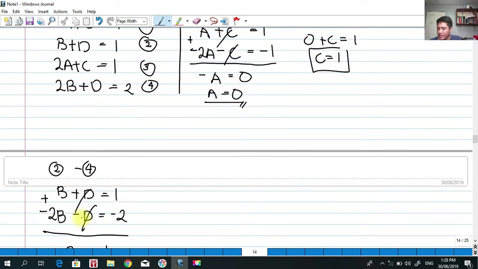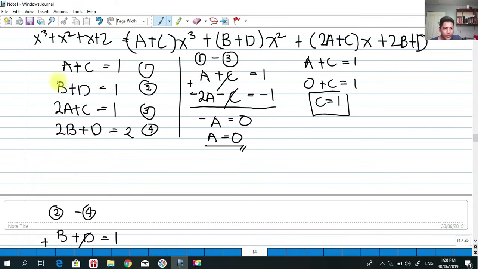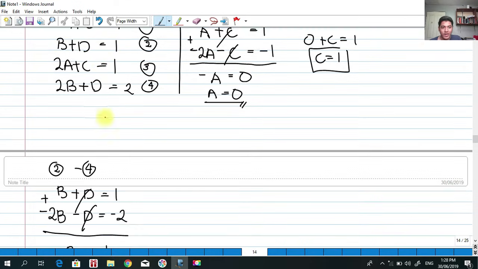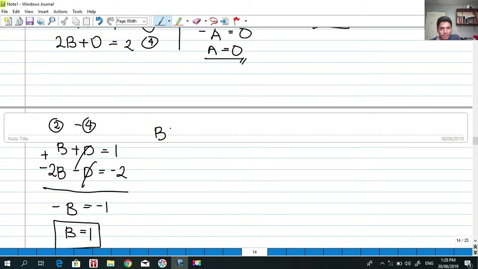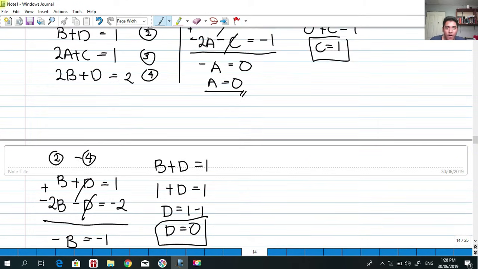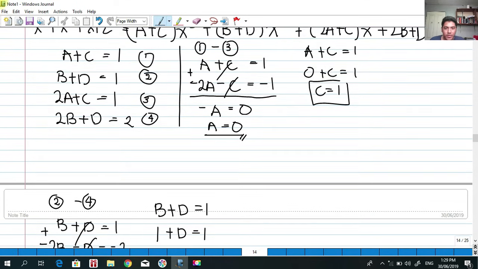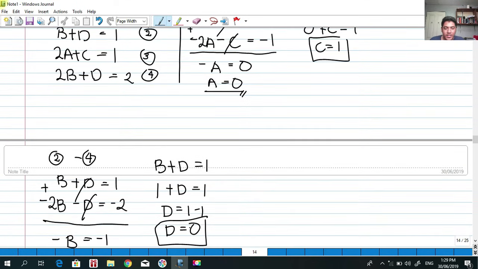If we get the value of b, we can substitute it in the second equation, which is b plus d is equal to 1. So we know that b is 1, plus d is equal to 1. So d is equal to 1 minus 1. D is now equal to 0. So we now get all the values of a, b, c, and d, with a and d being 0, but b and c equal to 1.